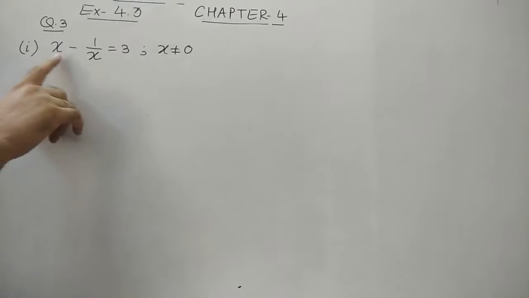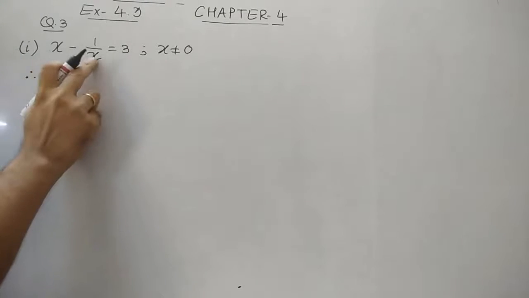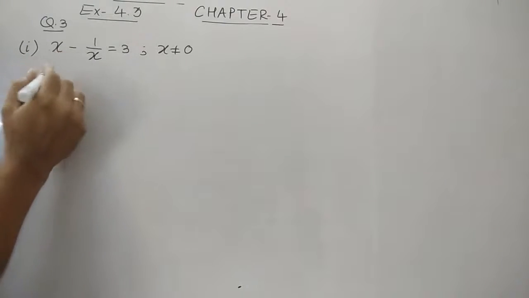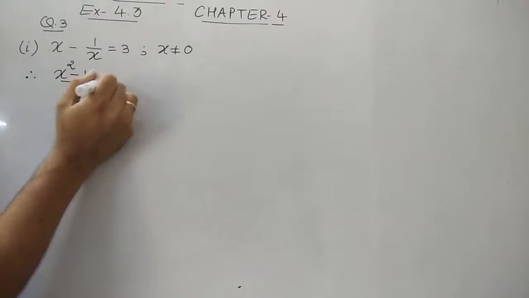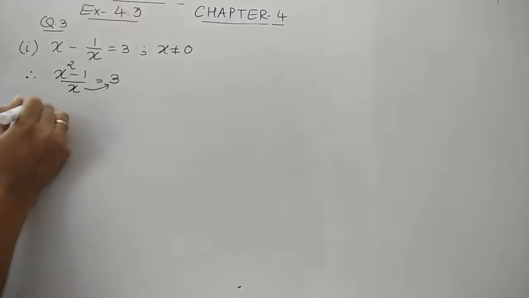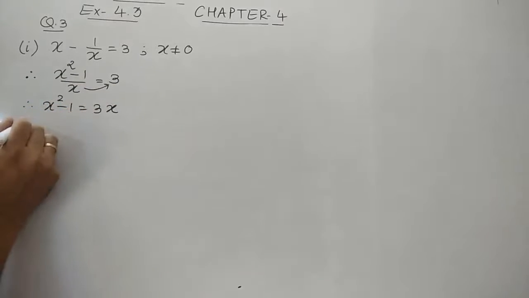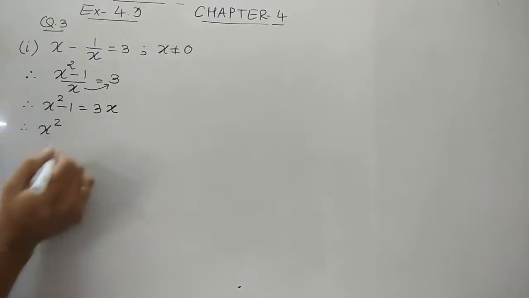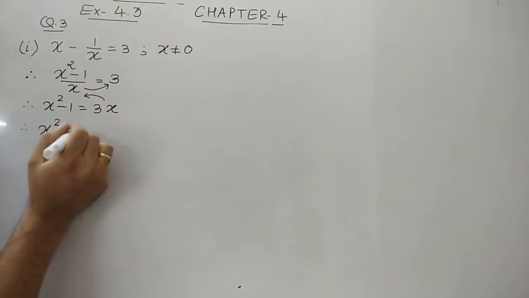Let us simplify this. First we need to simplify this and try to get this into the standard form of a quadratic equation. As x is in the denominator, it should be multiplied. So I have taken an LCM. Now the x would be multiplied here. So that is x square minus 1 is equal to 3x. Now if I want to convert this into the standard form, this 3x I have to take to the left hand side, so the sign has to be changed.